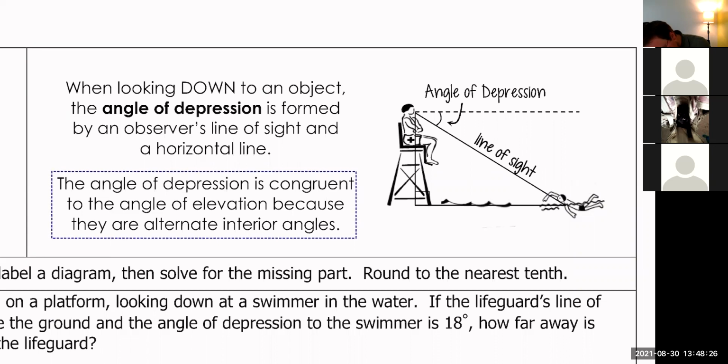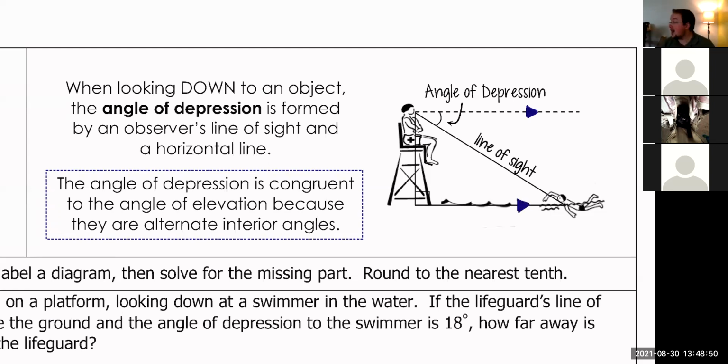Now, when it's referring to the angle of elevation, it is referring to the person at the other end. So the lifeguard is forming an angle of depression down, looking at the swimmer. We're using a horizontal line out from his line of sight. But if we think about it in terms of the swimmer being horizontal with the ground as well, and he looks up, we do have alternate interior angles, which means this angle is congruent to the angle of depression.